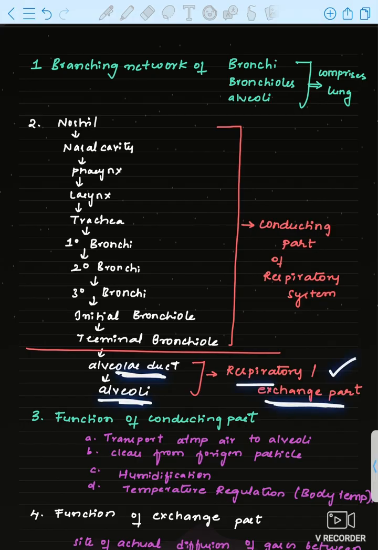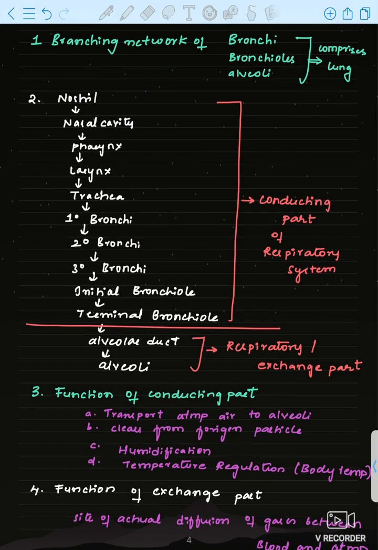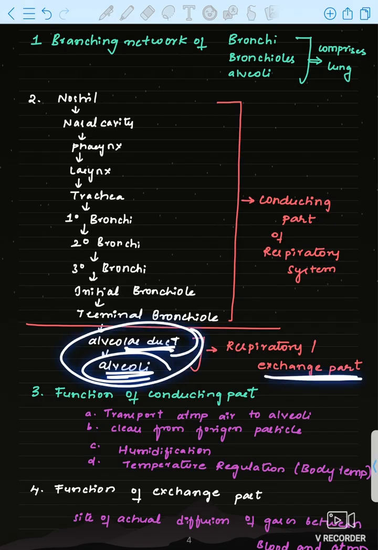You might be thinking that at any part of the respiratory system like trachea or bronchi, respiration and exchange of gases will occur. No, from nostril up to terminal bronchiole, it is just conducting, meaning transporting the gases. Actual diffusion of gases, where is it occurring? In the alveoli and alveolar duct. That's why it is called the exchange part, and all these are the conducting part.